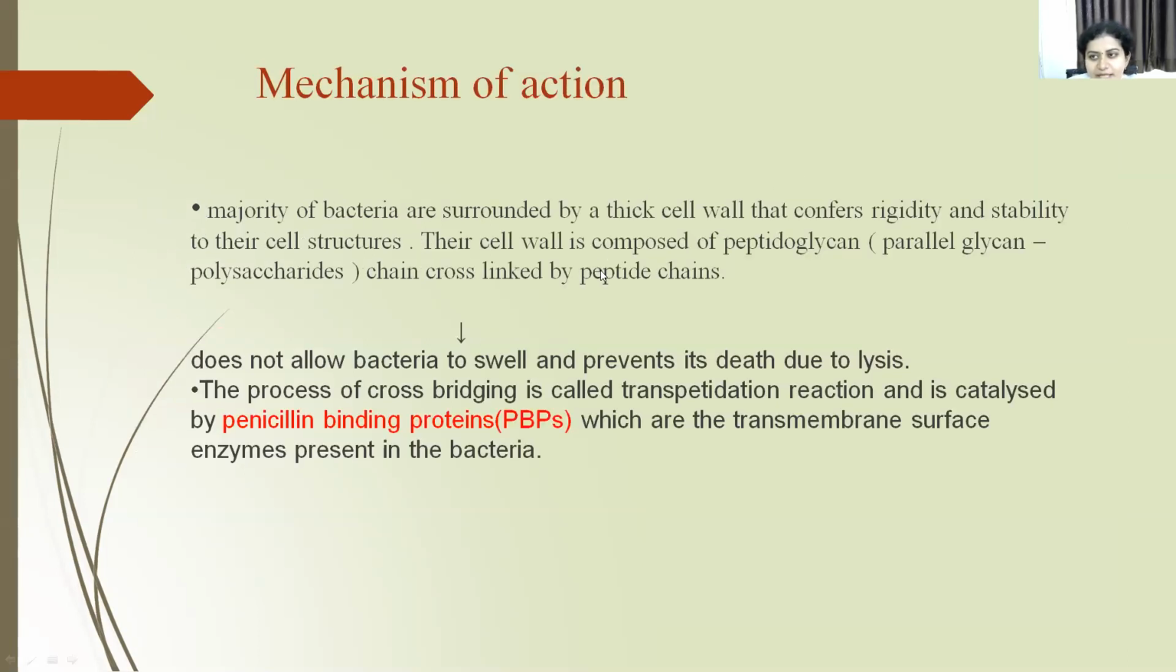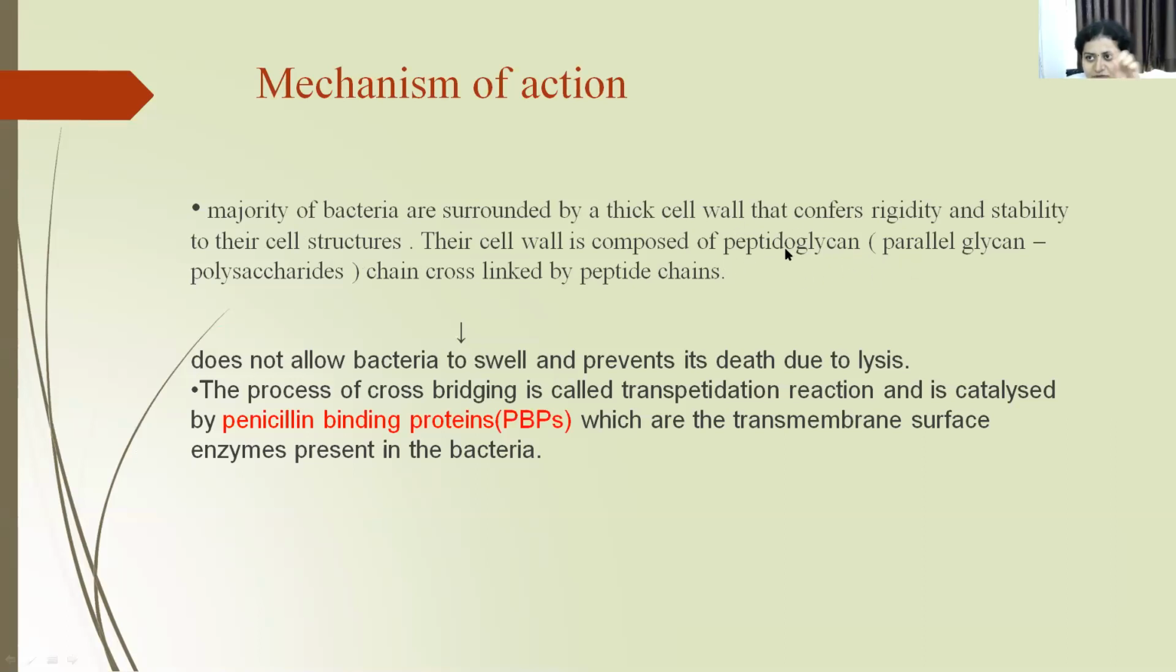Then coming to the mechanism of action of penicillin, remember majority of the bacteria are surrounded by a thick cell wall that confers rigidity and stability to the cell structure. The cell wall is composed of peptidoglycan, which is why it is called peptidoglycan. They have parallel glycan polysaccharides, and they are cross-linked by the peptide chains. That's why they are called peptidoglycan.